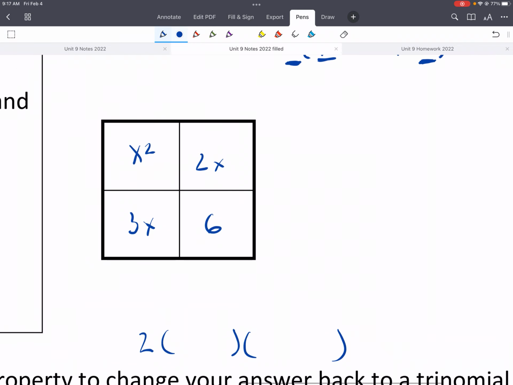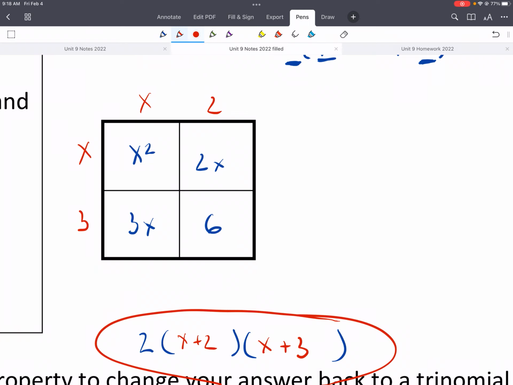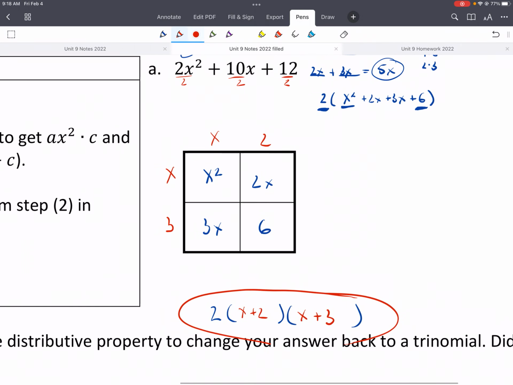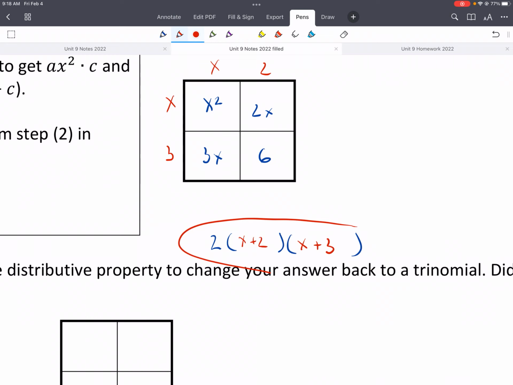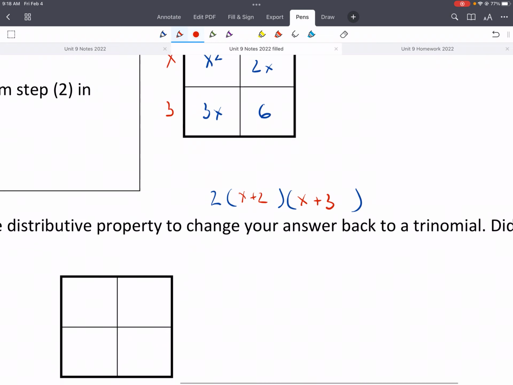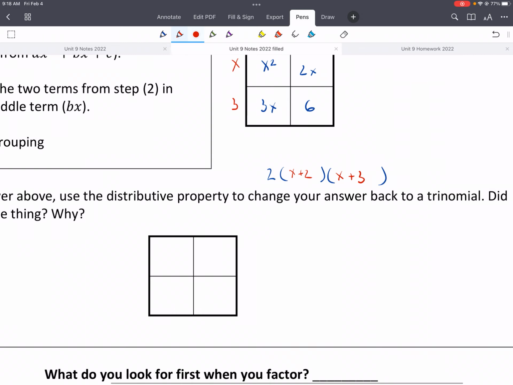Okay, so now we'll do the greatest common factor for each row and column. So an x and a 3 and an x and a 2. So we'll have x plus 2 and x plus 3. And then we still have that greatest common factor that we took out. So that is the whole shebang. Again, there's a couple things that you have to be careful with. I'm going to give you another example of how I would maybe do it a little different so that we can be a little more careful and not make mistakes.